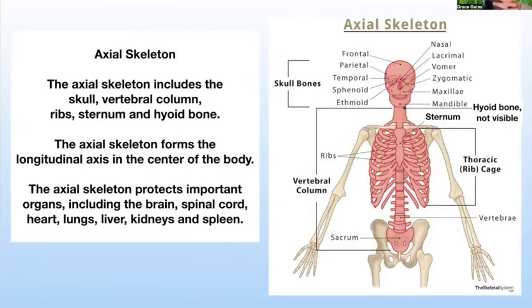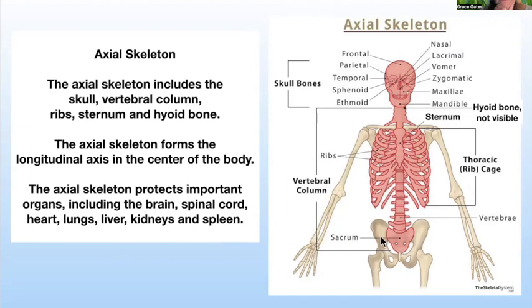So the axial skeleton includes, as I just said, and hopefully you will be memorizing, the skull, the vertebral column, the ribs, and the sternum. And finally, the little hyoid bone, which actually is the only bone that's not visible in this picture here. It's kind of tucked under the mandible there, the inferior most facial bone, the mandible or the lower jaw. The axial skeleton forms the longitudinal axis in the center of the body, right?